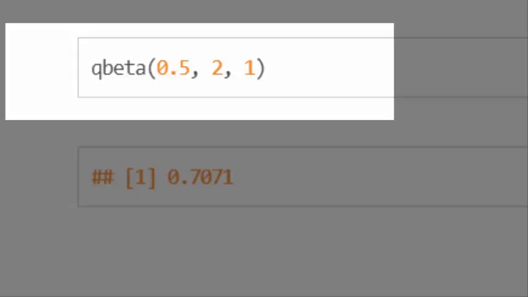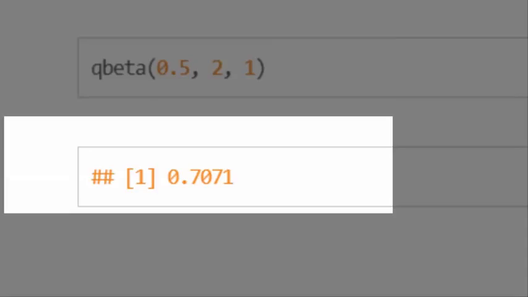Here we plug in 0.5. And remember, R takes the argument of the quantile as a proportion. So if you plug in 0.5, it will work. If you plug in 50 for 50%, it will not work. The 2 and the 1 are parameters that we haven't fully described, but you're going to have to take my word for it that those are the parameters that yield the specific beta density we're looking at. And when we plug this in, we get 0.71, exactly like we got before.